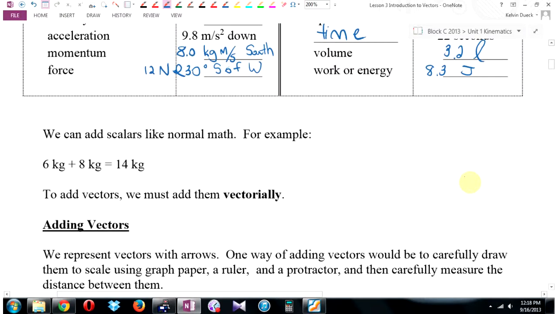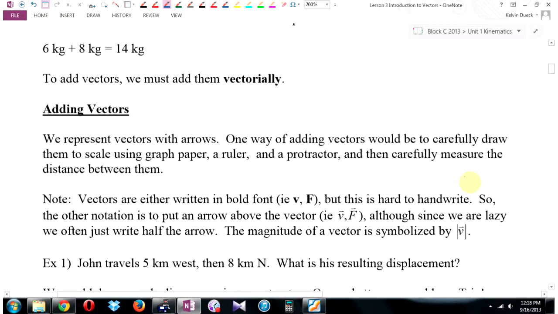But to add vectors, Jordan, my friend, we have to add them vectorially. It is Jordan, yes? Yeah. Learning names. To add vectors, we must add them vectorially. And there's two ways to do that. We represent vectors with arrows, and one way of adding vectors would be to carefully draw them to scale using graph paper, a ruler, a protractor to get the angles just right, and then measuring the distance between them. And that works. It's actually how you do it on a scale map, to be quite honest. But that's a lot of work.